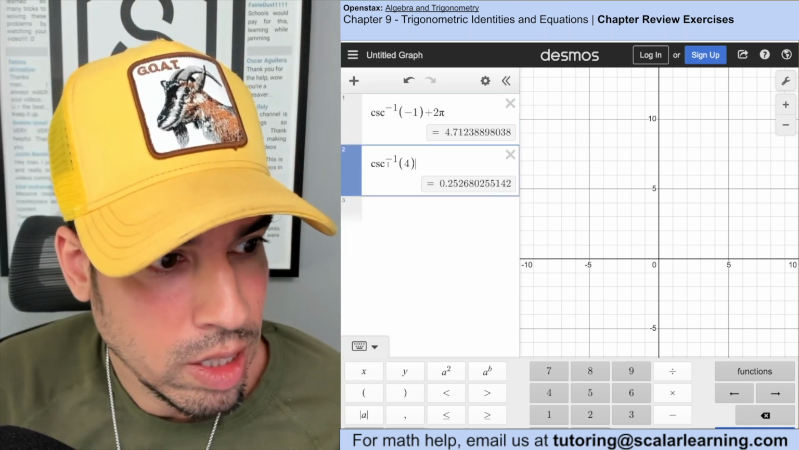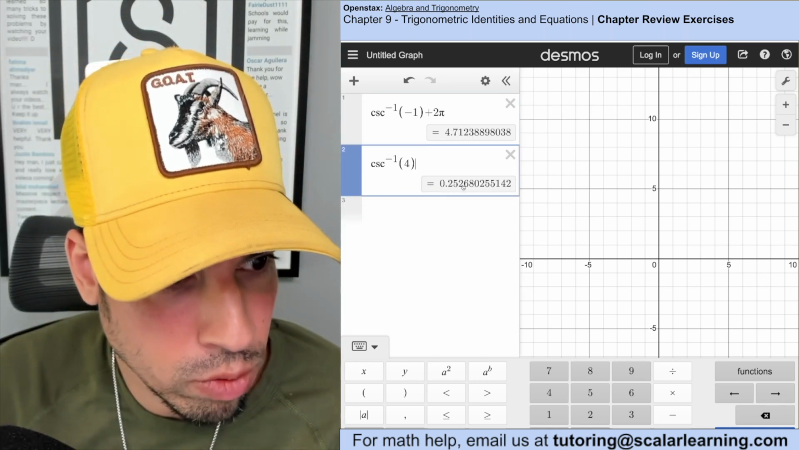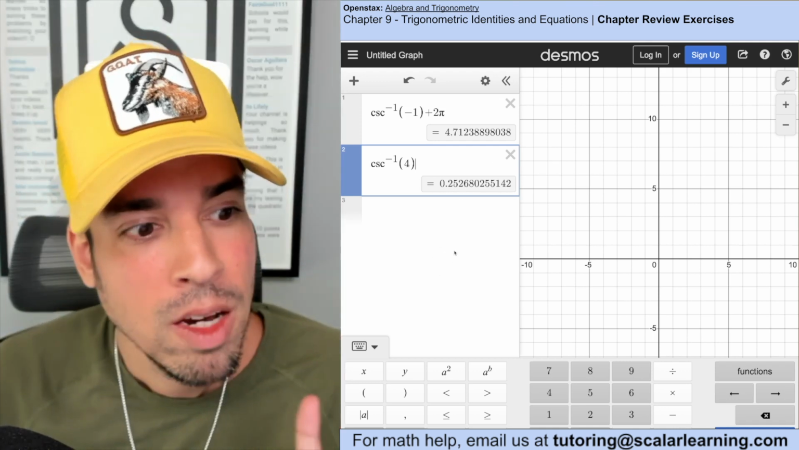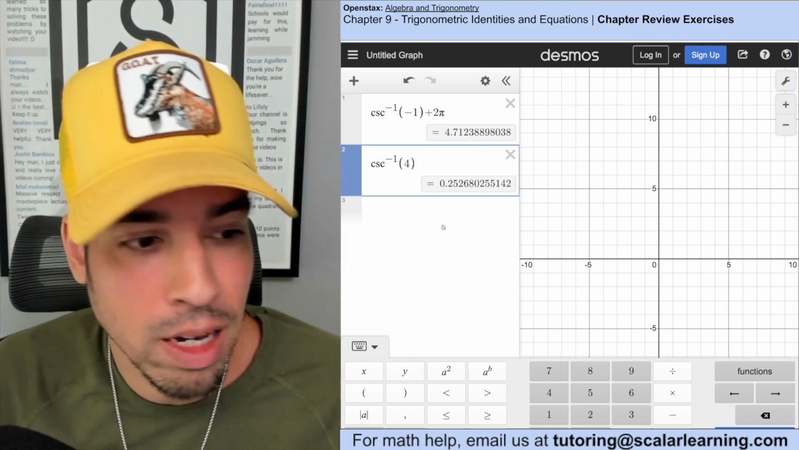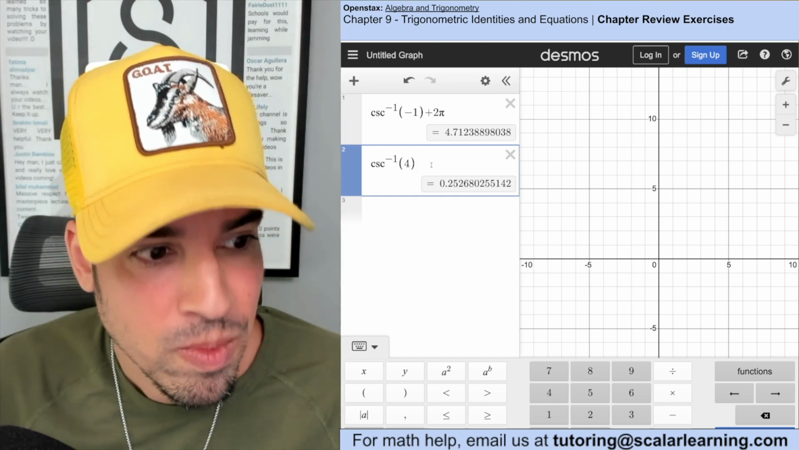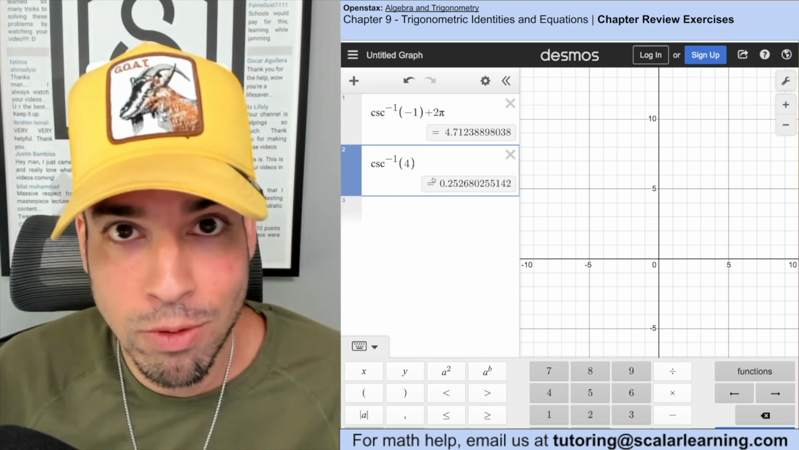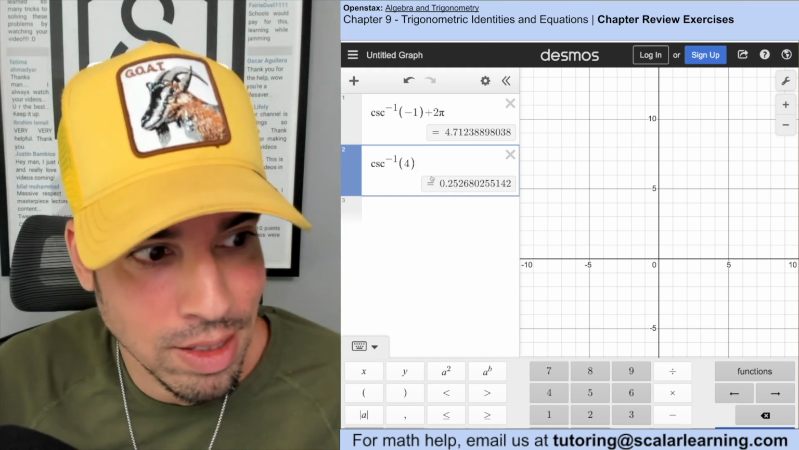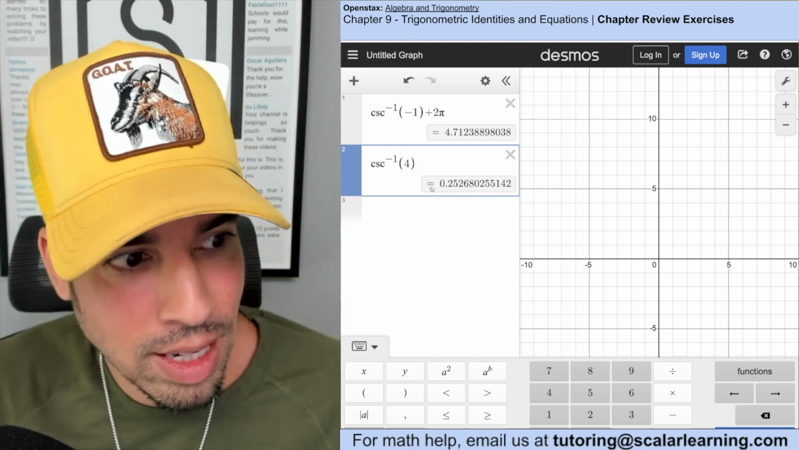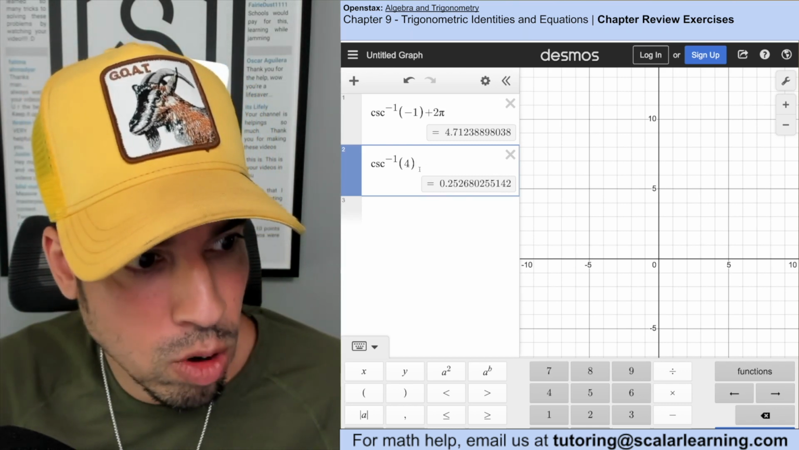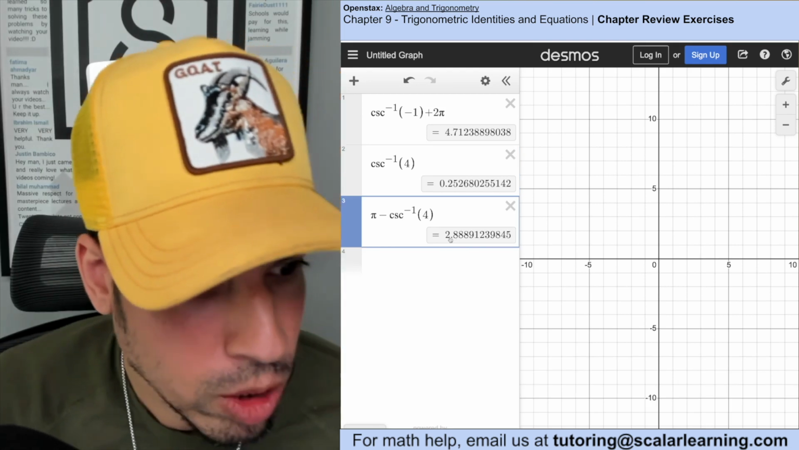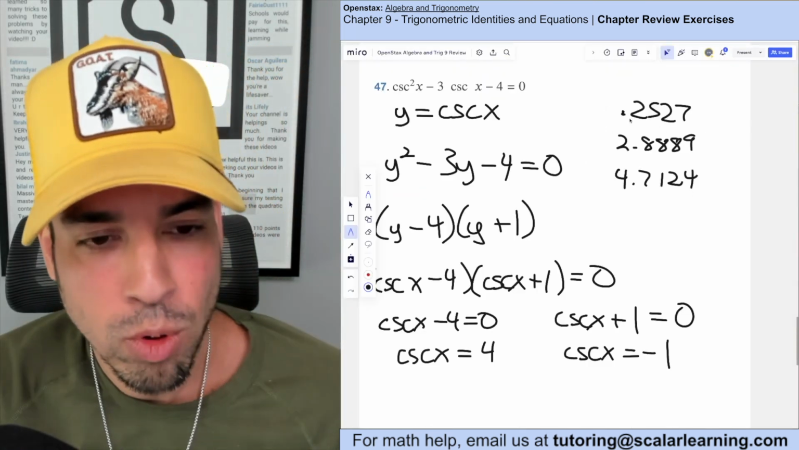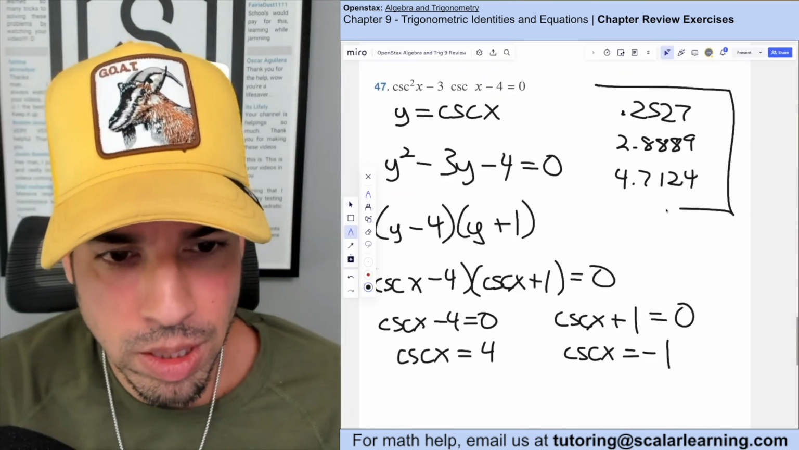Now, arc cosecant of 4 gives us 0.2527. But remember, this angle is less than pi halves, so I know this is in the first quadrant. And cosecant is positive in the first quadrant, but it's also positive in the second quadrant. So to get that same reference angle in the second quadrant, I subtract this from pi. And we also get this value. So rounded to 4 decimal places, these are the 3 answers.